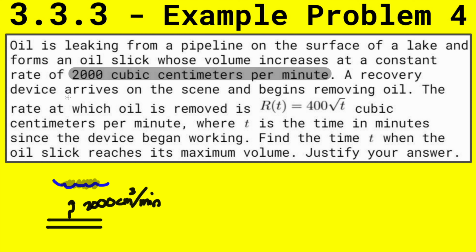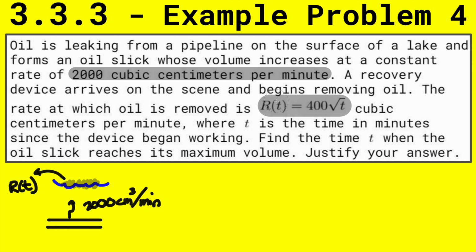A recovery device arrives on the scene and begins removing the oil. Okay, so some device goes in here and starts removing the oil. So now the oil is going away. Actually, I should have it going away like this. And it's going away at a rate of R of t, which is applied using this equation right here. R of t is equal to 400 root t cubic centimeters per minute. Okay, so that's a derivative as well, where t is in minutes.